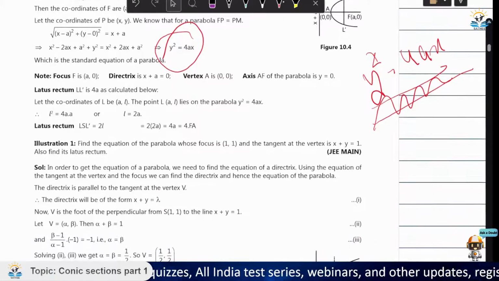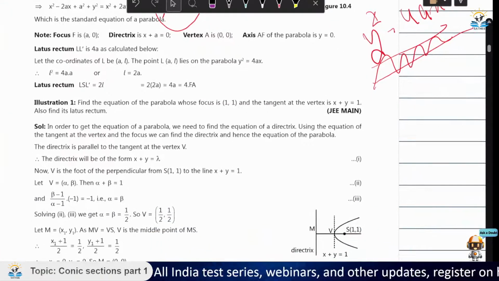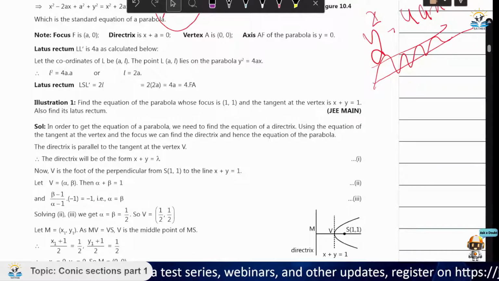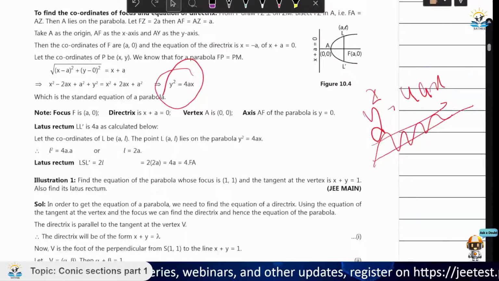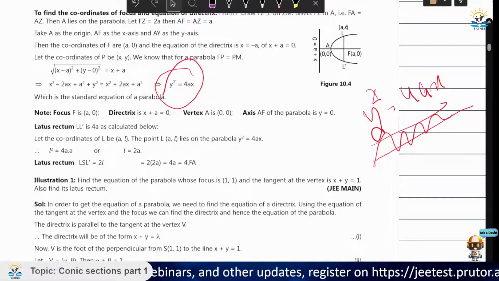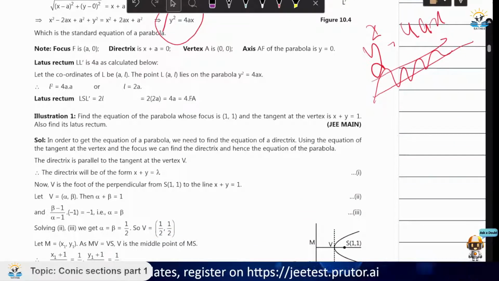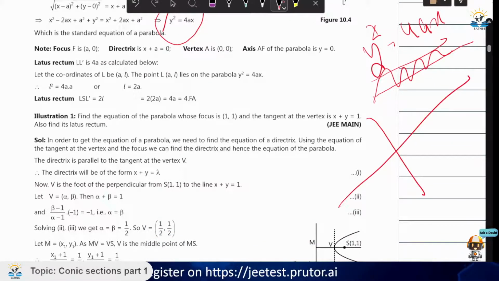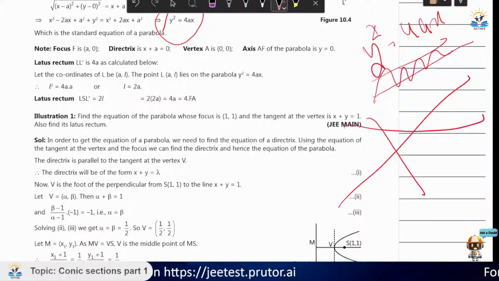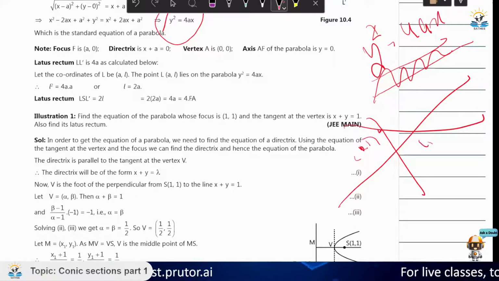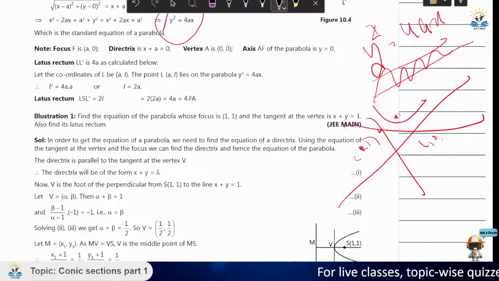Let's start with the basics and see. Find the equation of the parabola whose focus is (1, 1) and the tangent at the vertex is x plus y equals 1. Very easy question. Let's draw. x plus y equals 1 is cutting at (0, 1) and (1, 0). It could look somewhat like this, right?